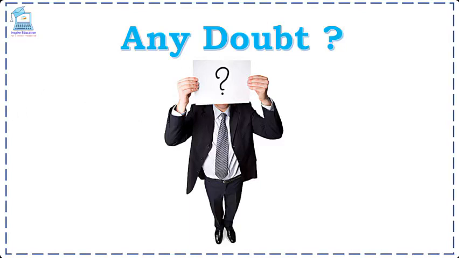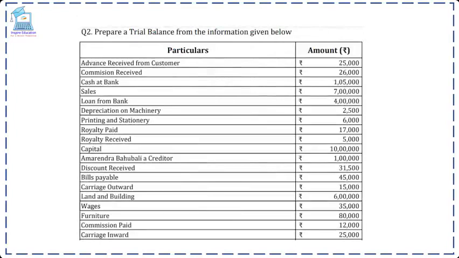Let's go. So this question is a direct question. Okay, we are not going to solve the journal entry and ledger and then the trial balance. Directly we'll prepare the accounts. So this is the question.